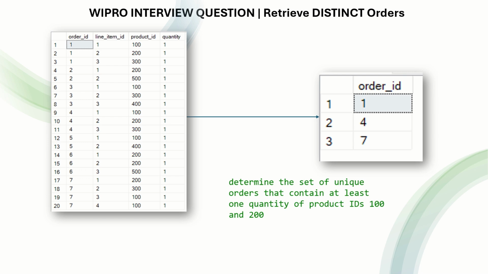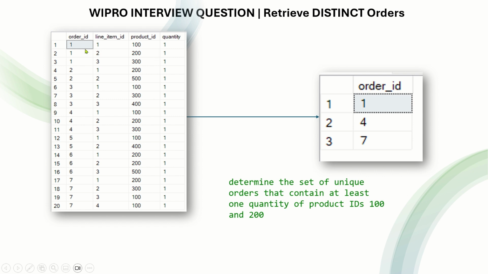Today we are going to see another interesting SQL question. You have a table called order details with columns order ID, item ID, product ID and quantity. The question is you need to determine the set of unique orders that contain at least one quantity of product IDs 100 and 200. So you need to return the order IDs which have both 100 and 200 as product IDs sold.